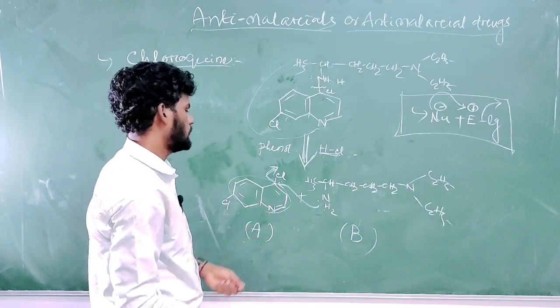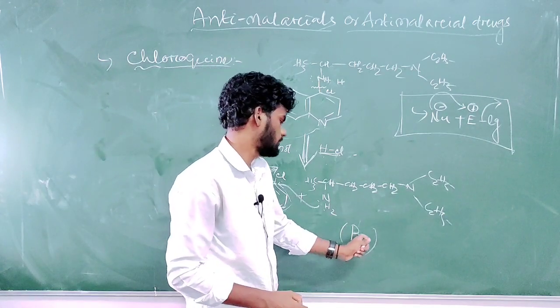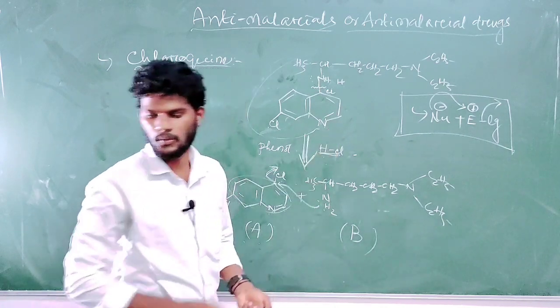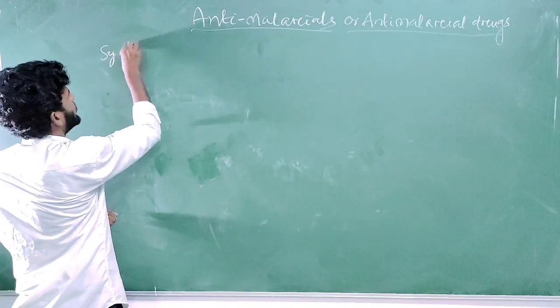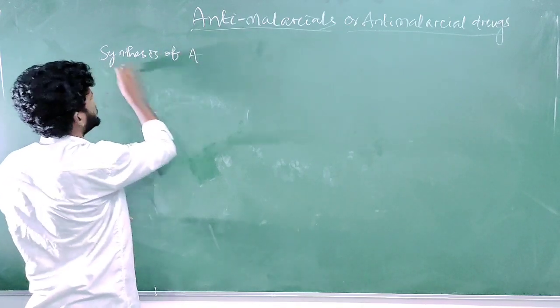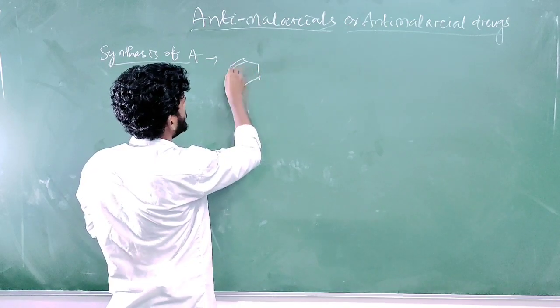So 4,7-dichloroquinoline individual we have to synthesize first, then we have to synthesize part B, then mix together to synthesize our desired compound. Synthesis of A molecule. What was A? It is 4,7-dichloroquinoline.